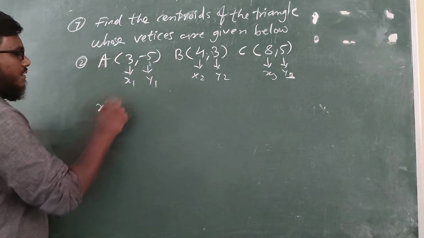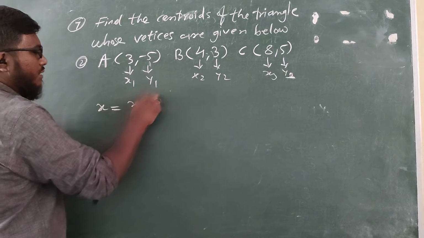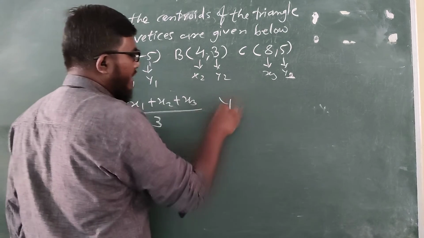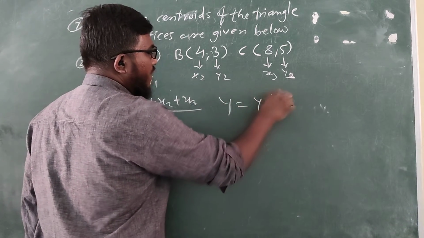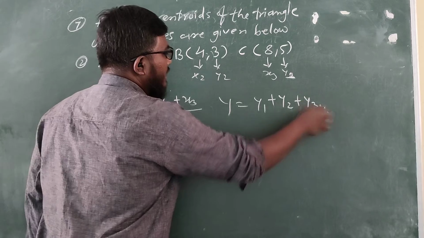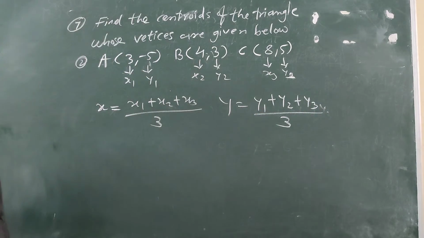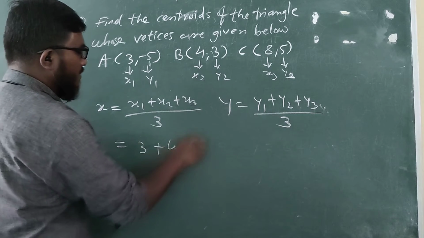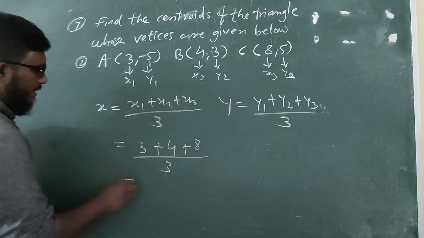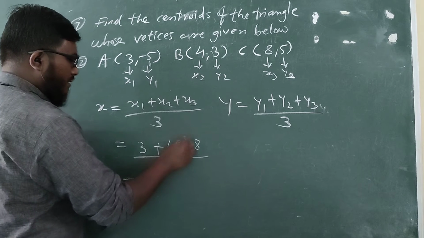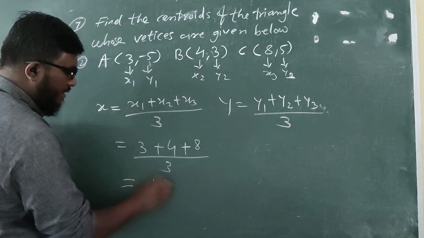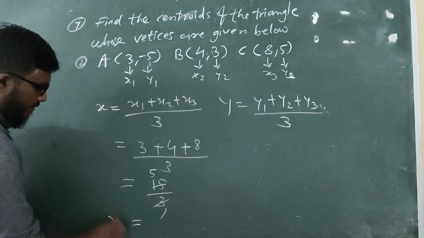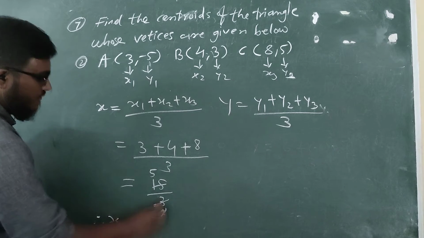Now we have the centroid formula: x is equal to (x1 plus x2 plus x3) divided by 3, and y is equal to (y1 plus y2 plus y3) divided by 3. Now we will substitute the values: 3 plus 4 plus 8 divided by 3. Then 8 plus 4 is 12, 12 plus 3 is 15, divided by 3. 3 ones are 3, 3 fives are 15. Therefore, x is equal to 5.